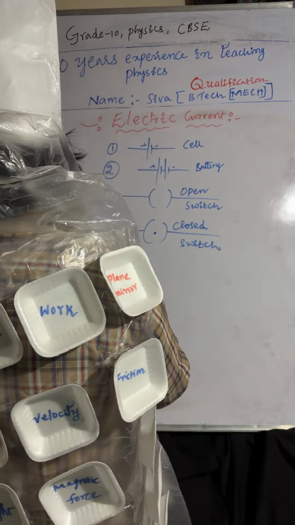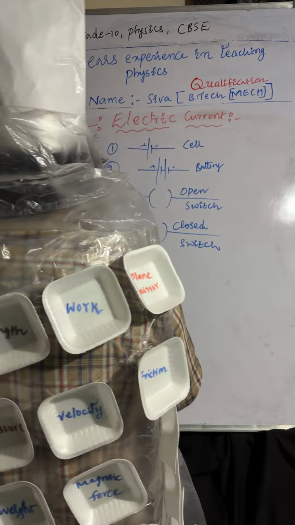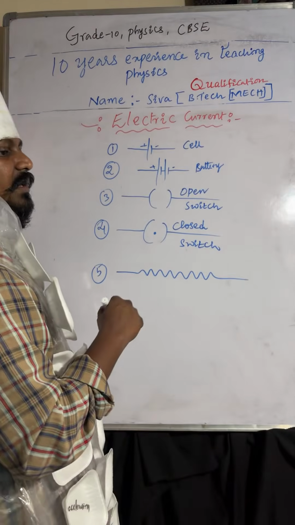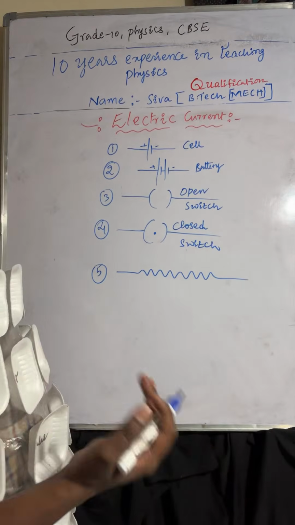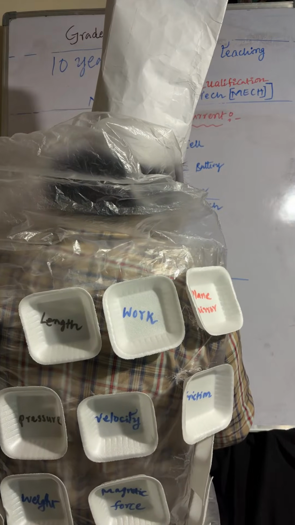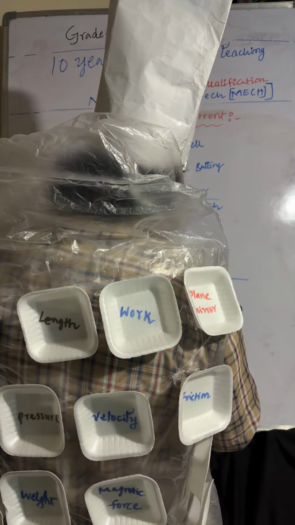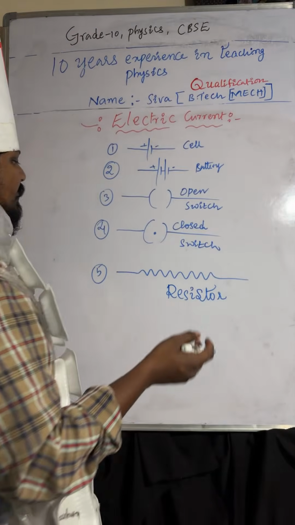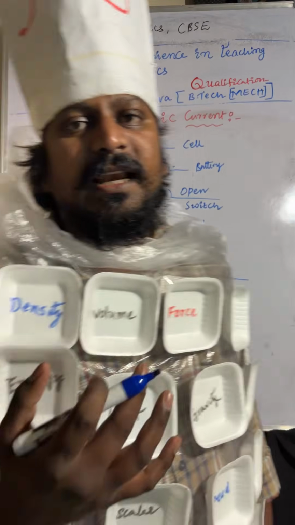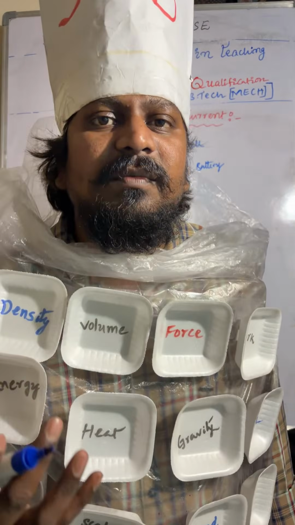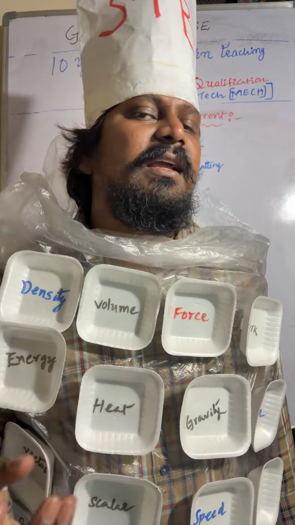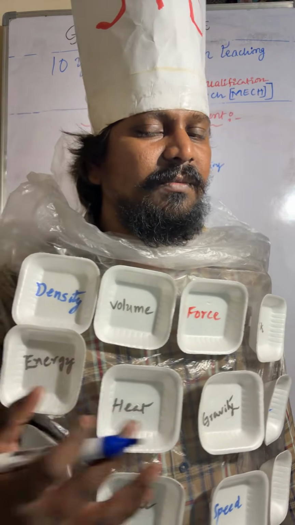And coming to the fifth one, resistor. This is a resistor. Resistor is nothing but the device which is used to oppose the electric current in the circuit. Resistance is the sixth one. Resistance is the phenomenon of opposing the electric current. Resistor is the device which is used to oppose the electric current. SI unit of resistance is ohm, and we can write its symbol.